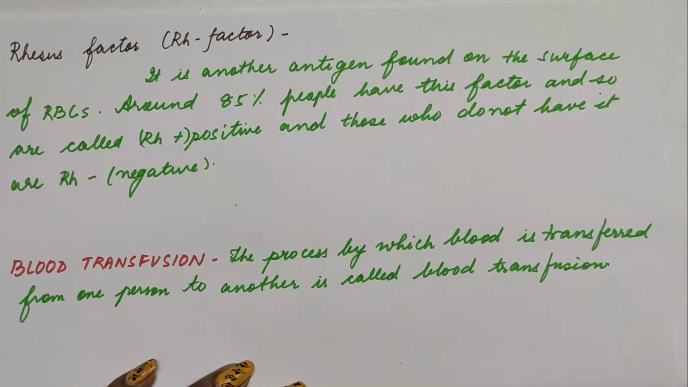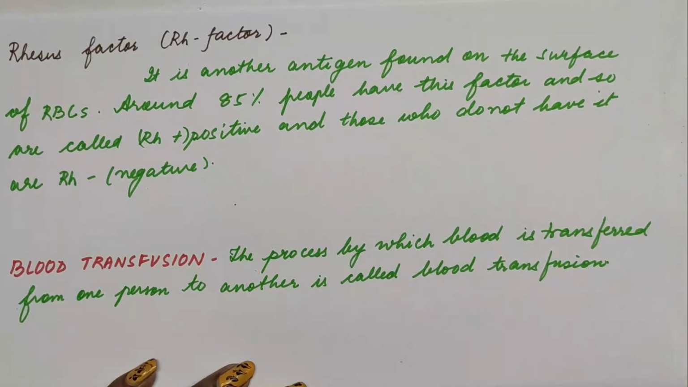What is blood transfusion? The process by which blood is transferred from one person to another is known as blood transfusion. So I'm very sure, children, that now you might have understood what double circulation is, how the heart is circulating the blood to different parts, how it is getting oxygenated and deoxygenated, and how the cycle continues.